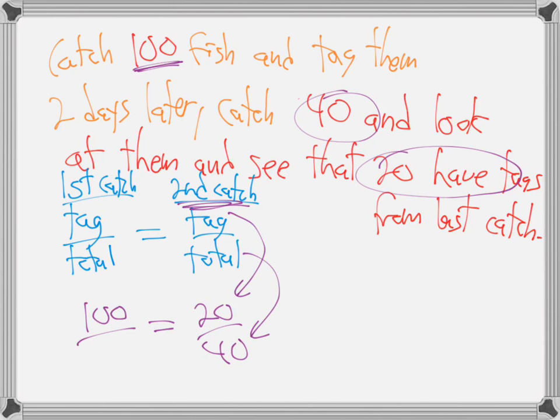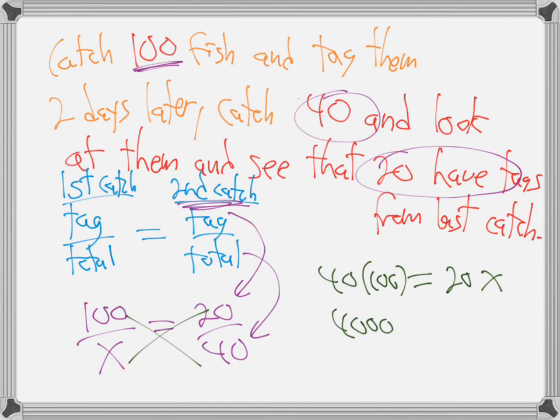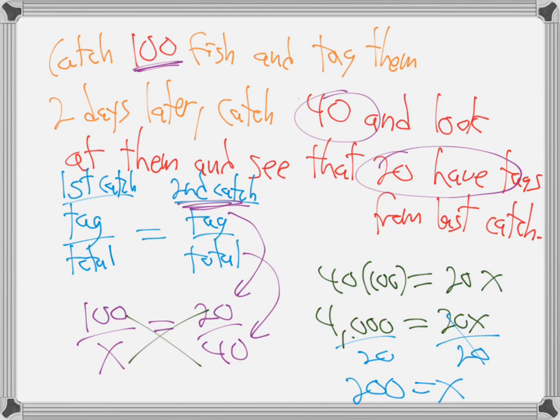Does everybody see that? First catch, 100 fish, I tagged them myself, so they're all tagged fish. Second catch, 20 out of 40, tag over total, right? So there's my x. How do you solve for x? Yeah, diagonal. You get 40 times 100 is 20 times x. That's 4,000 equals 20x. Last step to get x alone: divide by the 20. X equals 200. There's what we already knew. About 200 fish in the lake.